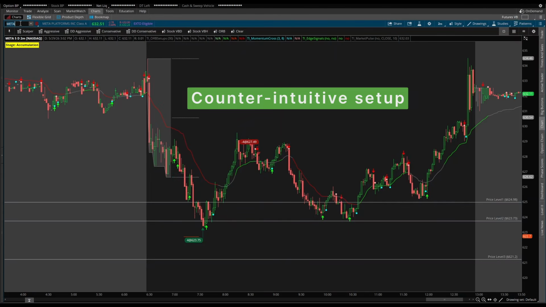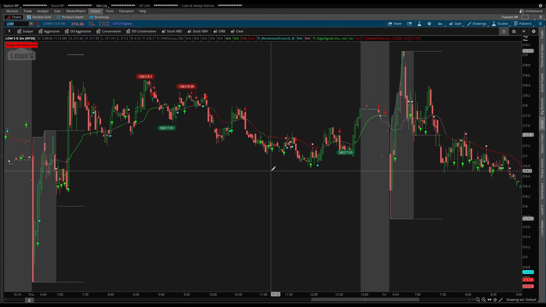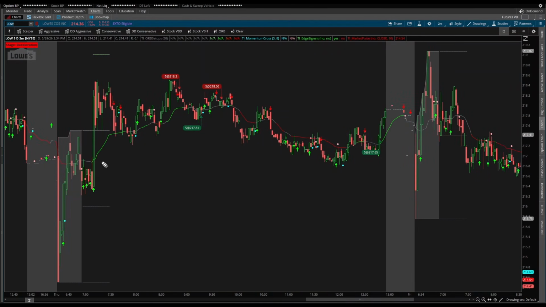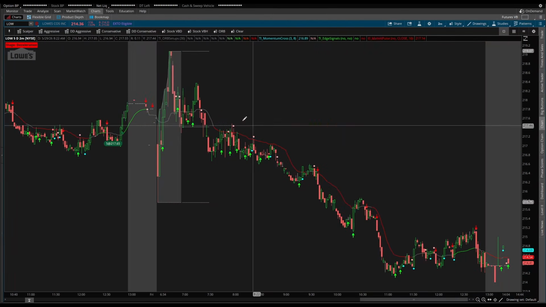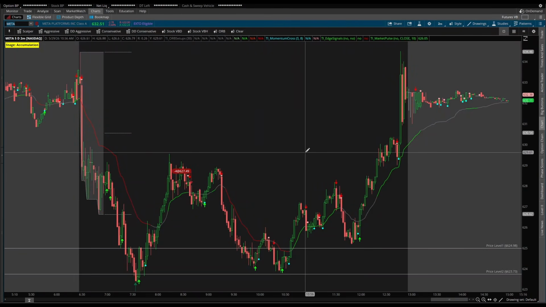Here's an example inside of Meta, and another example is inside of Lowe's from yesterday. If you take a look at Lowe's, we had the long side breakout, but instead we're actually playing the short side entries. Now, what do both Lowe's and Meta have in common? Let's start with Meta first.